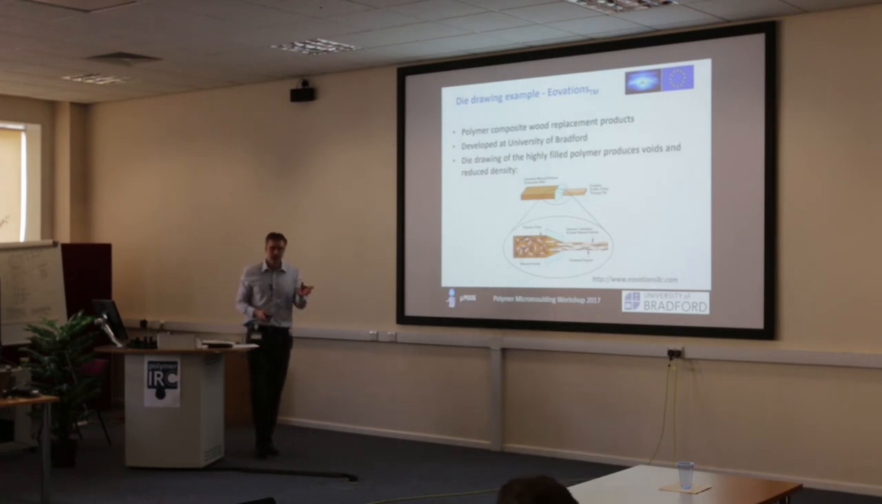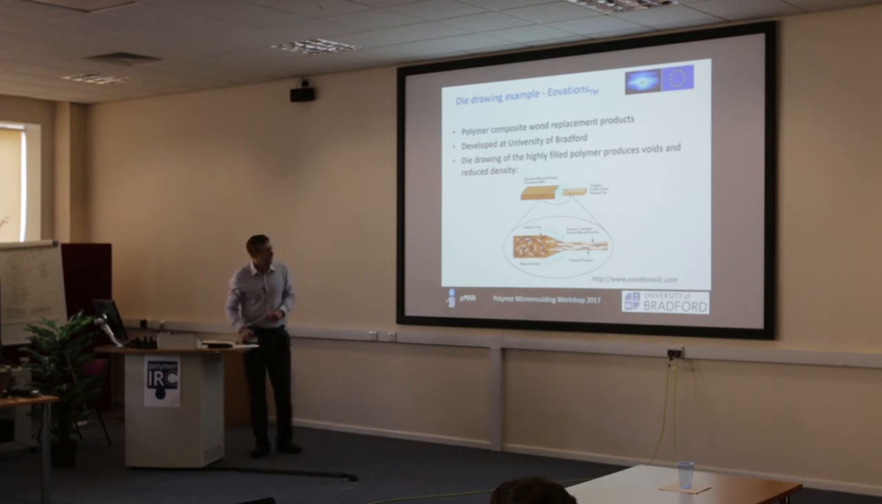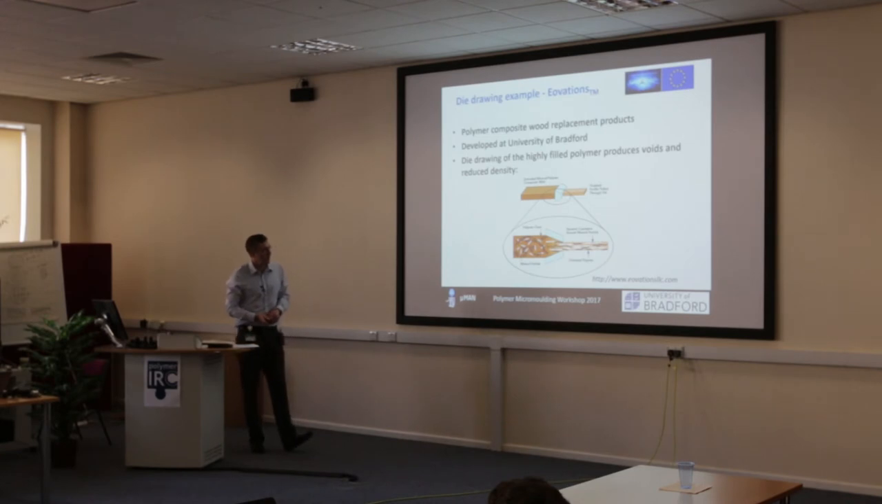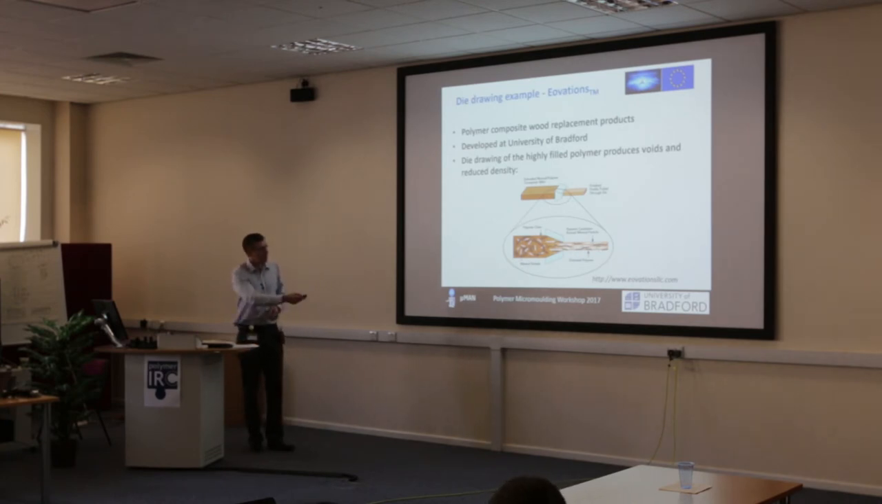So just to exemplify this, we've got a few applications of die drawing in just the last couple of minutes before we finish. The first one was really a wood replacement material. And this was a project that was done at Bradford with Dow. And then Dow took this technology on and spun it out in the US and developed a company based on this. And the aim of this work was to produce a wood replacement material using die drawing. So they were using a polymer.